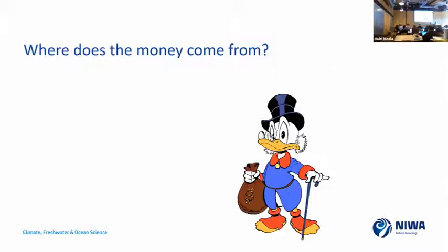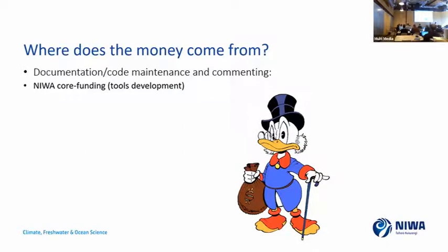So that's it. Where does the money come from? Because that's also the problem with this sort of software. Like Hilary was saying before, it's not because a lot of institutes are using your software and that it saves them 20K a year, that they're going to be retransferring those 20K a year to your account. So basically we rely on some of NIWA's co-funding for some of what we do, especially for making sure that what we have is usable, documented, and well-maintained.